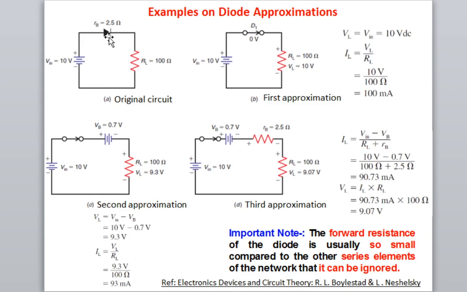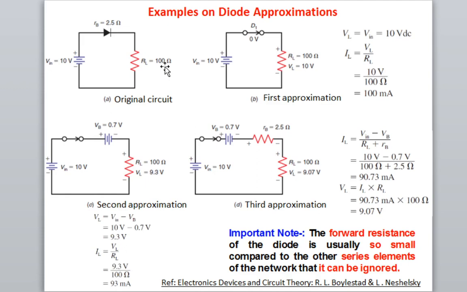So whenever we assume resistance of a diode, we basically assume diode resistance in forward bias. Okay, so this is basically forward bias resistance 2.5 ohm, and then series resistance, that is load resistance 100 ohm. Now if you apply all three approximations in this problem, let us see, first approximation.